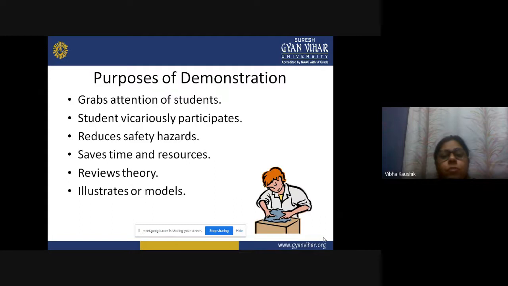Now, purpose of demonstration: grabs attention of students. It is easy to grab the attention of the students when the teacher is teaching with the demonstration method. Students vigorously participate in the demonstration method, reduce safety hazards, save time and resources. It saves the time of the teacher, the energy of the teacher, and the resources available to teach that particular topic. Reviews theory, illustrates or models.